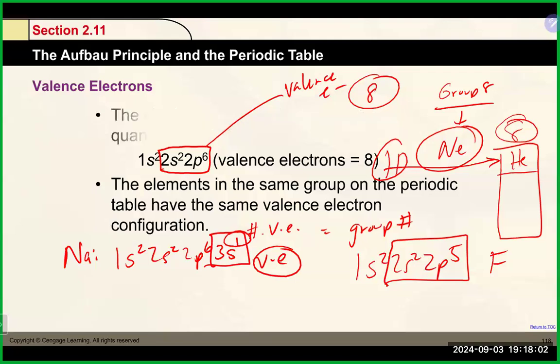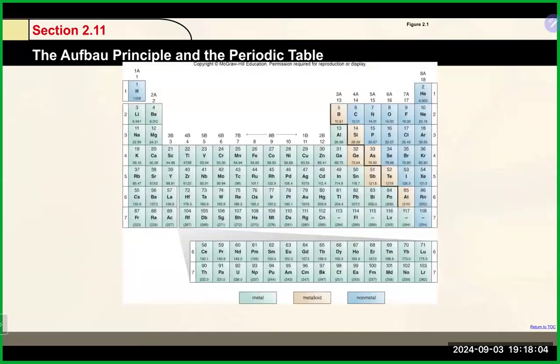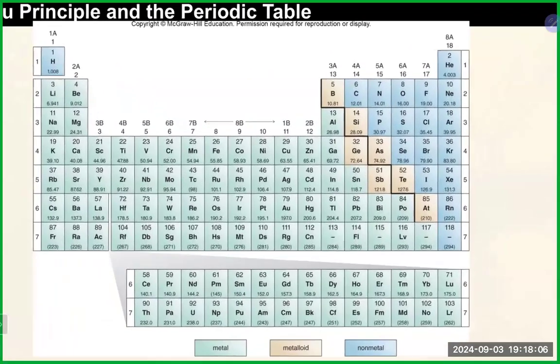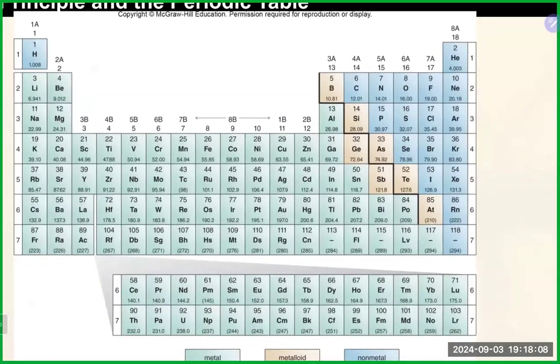So you can look at a periodic table and you can count the number of valence electrons, which equals the group number. And again, basically everybody in group 1 has 1, 2, 3, 4, 5, 6, 7, and 8.